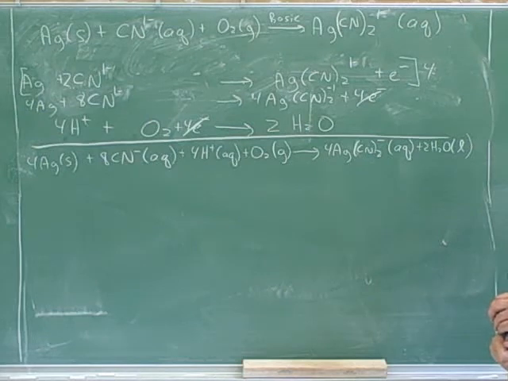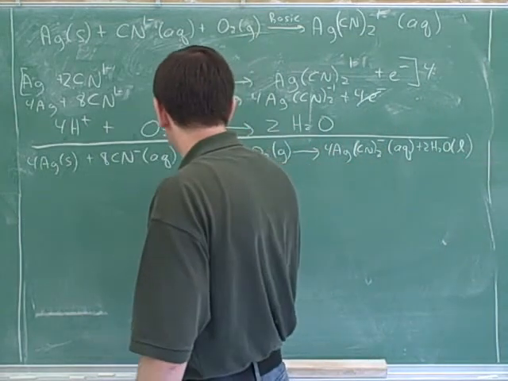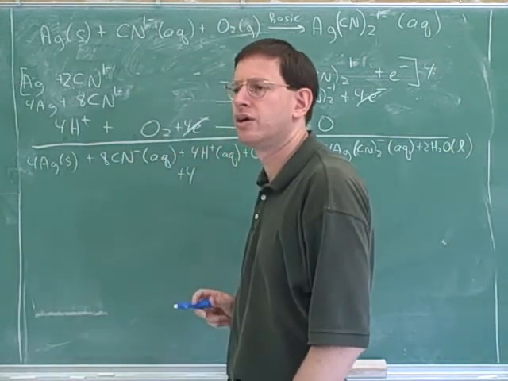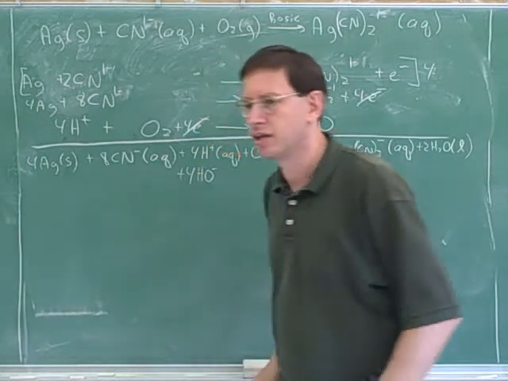Let's just add something. We like adding. So we're going to add the OH to the left side. How many? 4, because we need to get 4. And what are we adding exactly? Hydroxide, so OH minus.